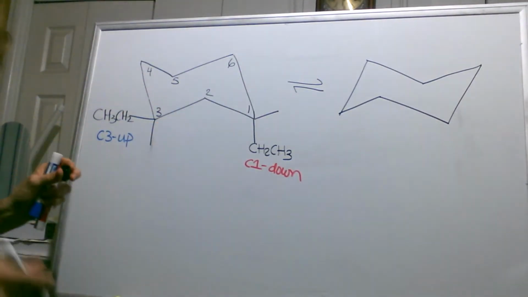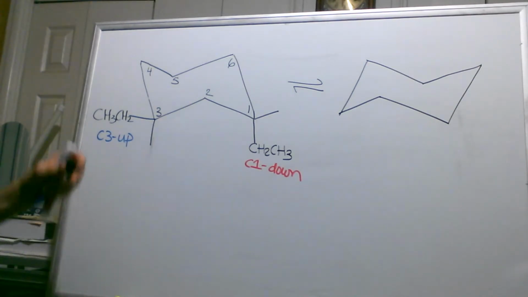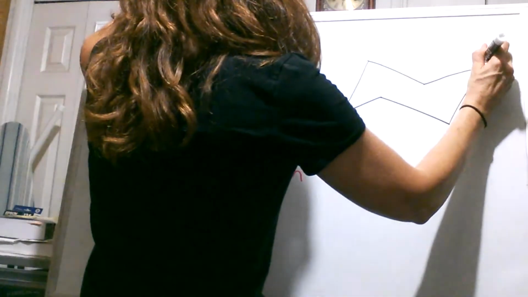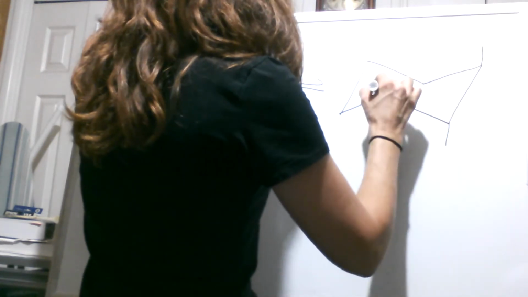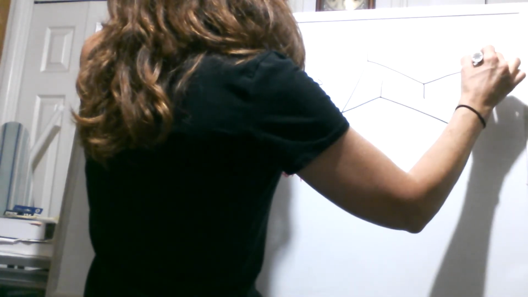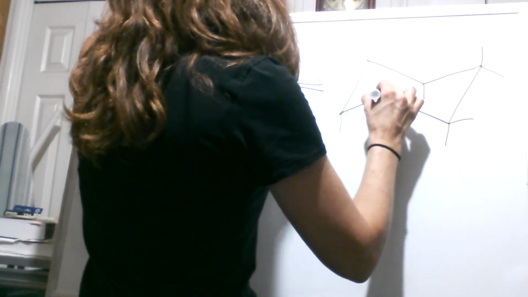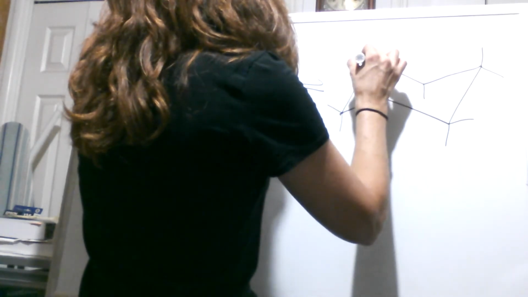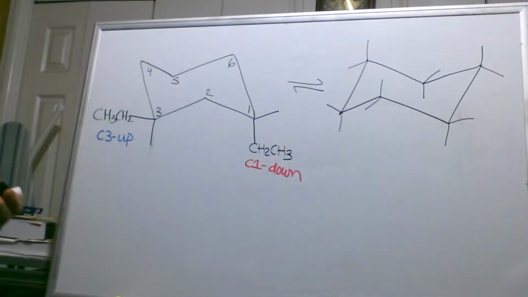For this version, we're going to draw all of the axial and equatorial bonds, because again, we don't want to try to figure stuff out. We want it to be laid out for us as completely as possible, so then we can just fill in the blanks. Every once in a while you have that option, and you should grab that option when it is available to you. So there are all of our axial and equatorial bonds.